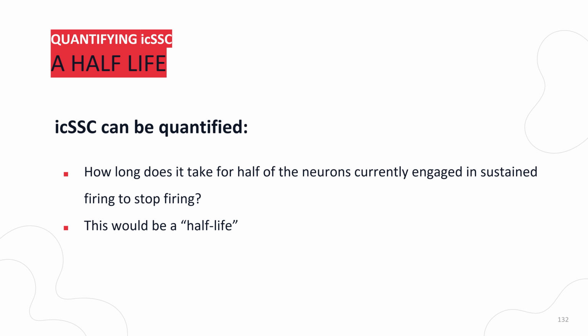So we previously discussed one way SSC could be quantified. Employing the concept of a half-life is another. So we ask, how long does it take for half of the neurons currently engaged in sustained firing to stop firing? How long do you think it takes from this moment right here for half your neurons to drop out of SSC?